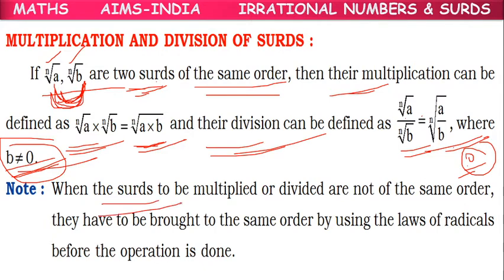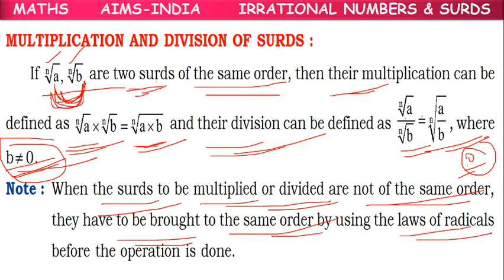Suppose the surds to be multiplied or divided are not of the same order, then what do we have to do? They have to be brought to the same order by using laws of radicals before the operation is done, before the multiplication or division. First, if they have the same order, we can multiply them and write the product under the same root, the quotient under the same root. If they are not of the same order, we have to bring them into the same order. Then we can do multiplication or division.